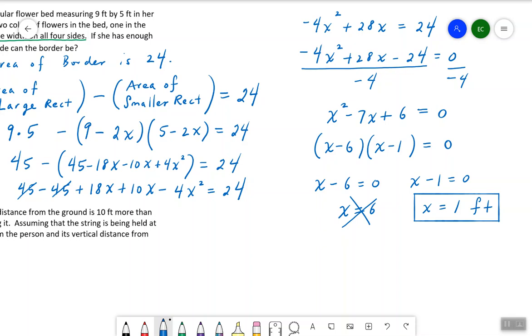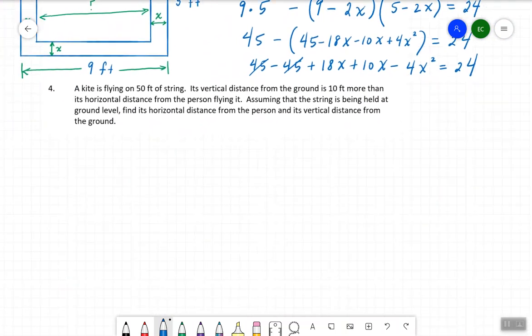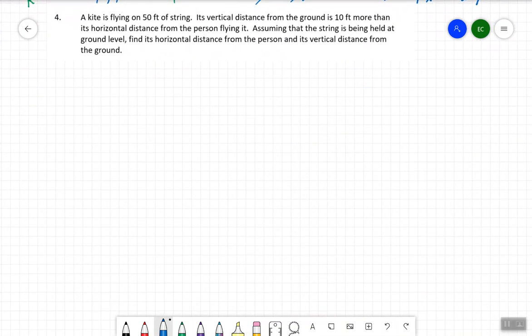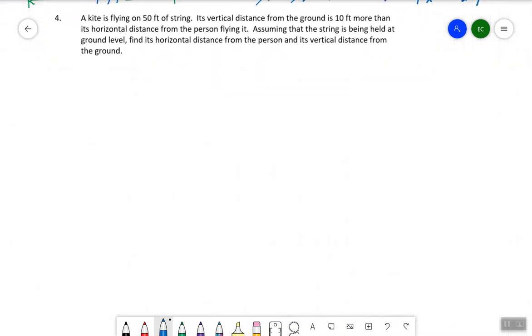Okay, that's a good one. Let's go on and do one more here. Number 4 says a kite is flying on 50 feet of string. Its vertical distance from the ground is 10 feet more than its horizontal distance from the person flying it. Assume the string is being held at ground level and find the horizontal distance from the person and the vertical distance from the ground.